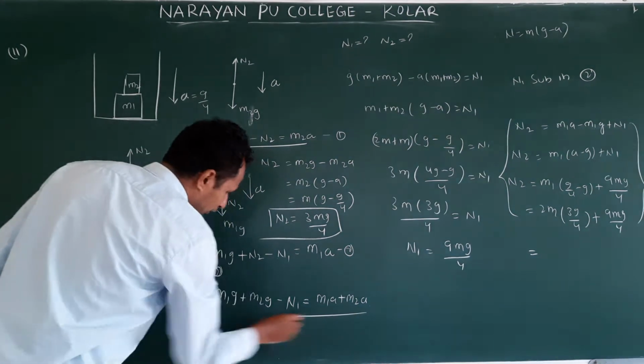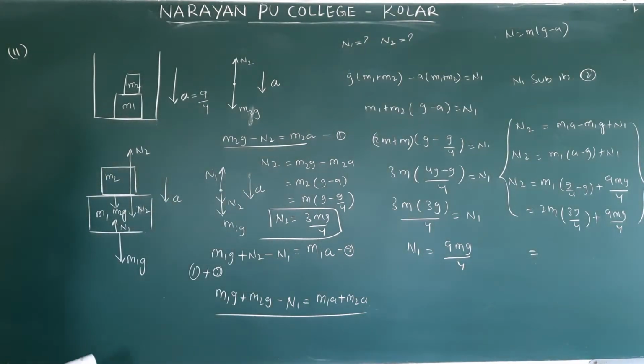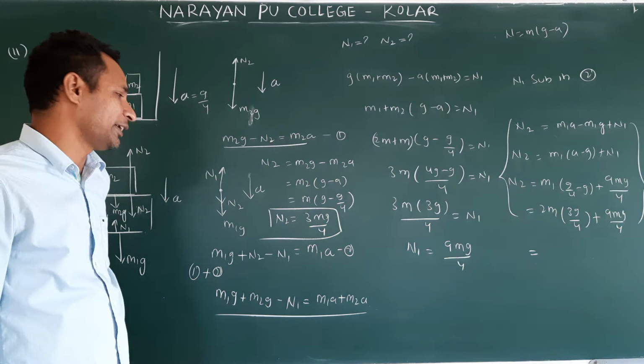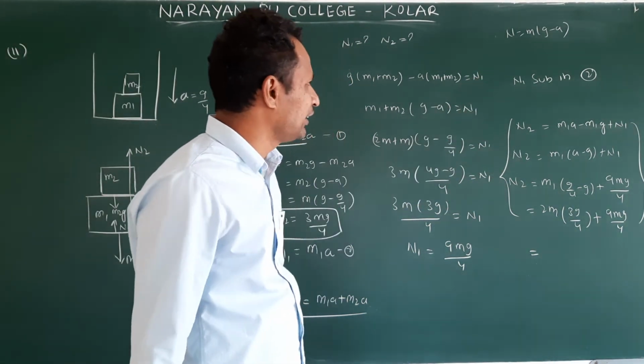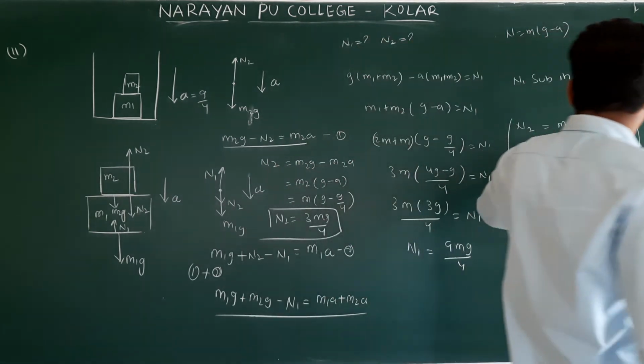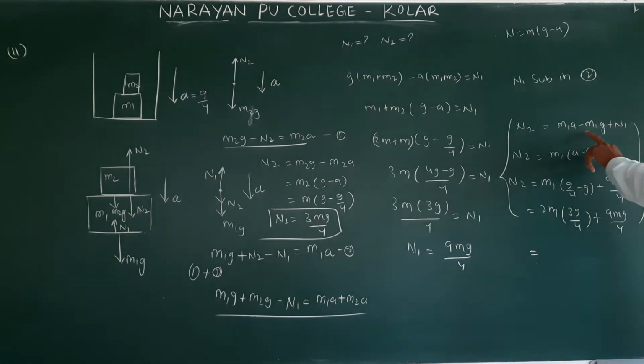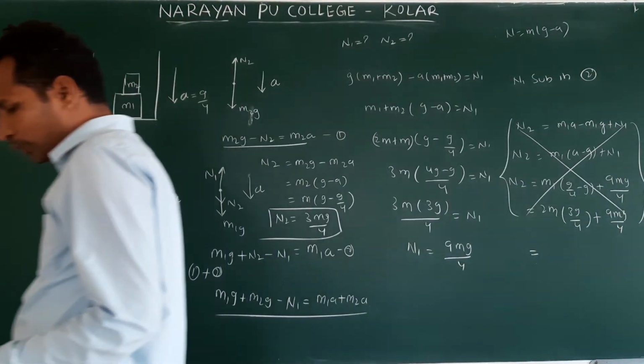Don't follow this one. See, selecting the equation is also important. Now I selected equation 2. I substituted, those lengthy. Of course, something went wrong in the substitution, I think. M1G minus it comes here. So it's not required because we got the answer. We will see the next one.